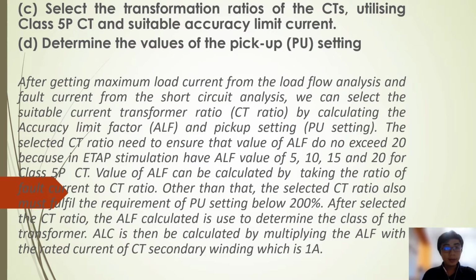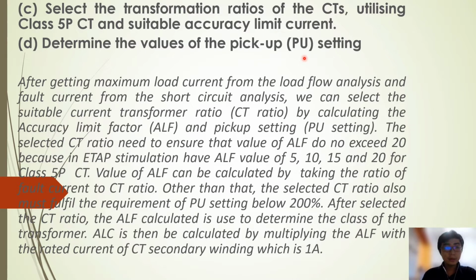For Part D, I'll do the first part, which is to determine the values of the pickup setting, the PU setting. After getting the maximum load current from the load flow analysis and the fault current from the short circuit analysis, we can select the suitable current transformer ratio, the CT ratio, by calculating the accuracy limit factor, ALF, and the pickup setting, PU setting.